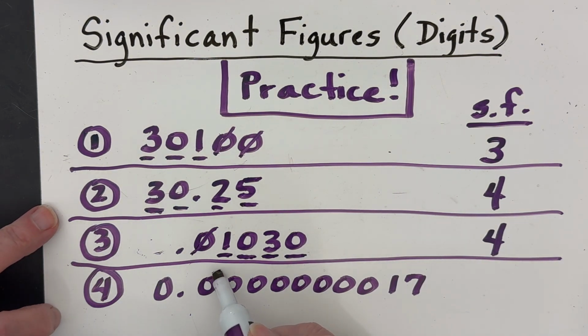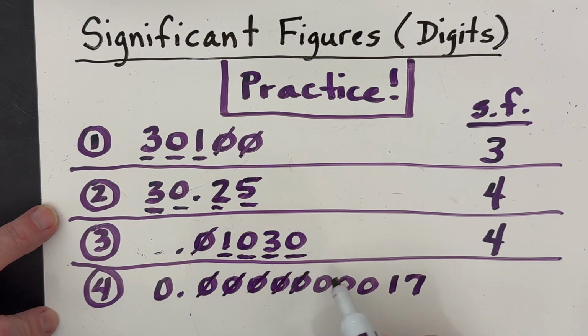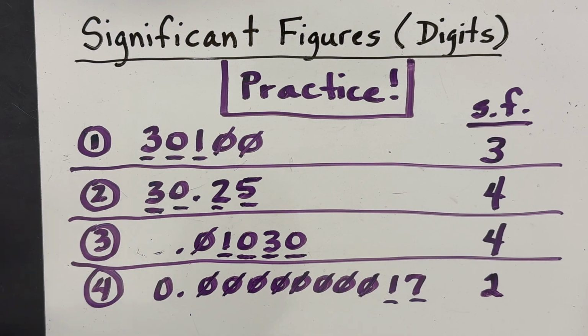Our next one, these are all placeholders. We started our decimal and we go across till we hit something that's not a 0, and then we start counting, and we just keep counting for however many digits we have. So this one has 2 sig figs.